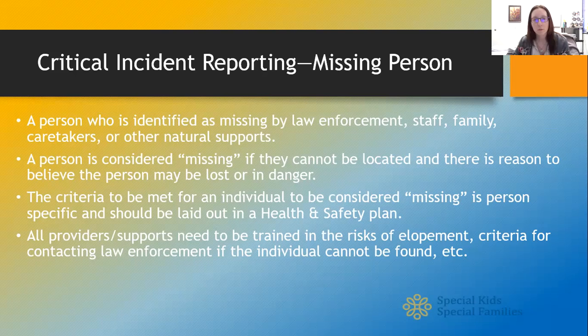All providers and supports need to be trained in the risks of elopement, criteria for contacting law enforcement, and if the individual cannot be found, etc. So you may have one client who has 4 hours of alone time without check-ins. By hour 5, obviously, if you haven't heard from them, can't contact them, and you have reason to believe that they're in danger, we need to start alerting the team and make sure that we're adhering and well trained in those health and safety and service plans. And we need to make sure that we notify everyone. This would be a critical incident, especially for those at-risk adults who are considered missing.